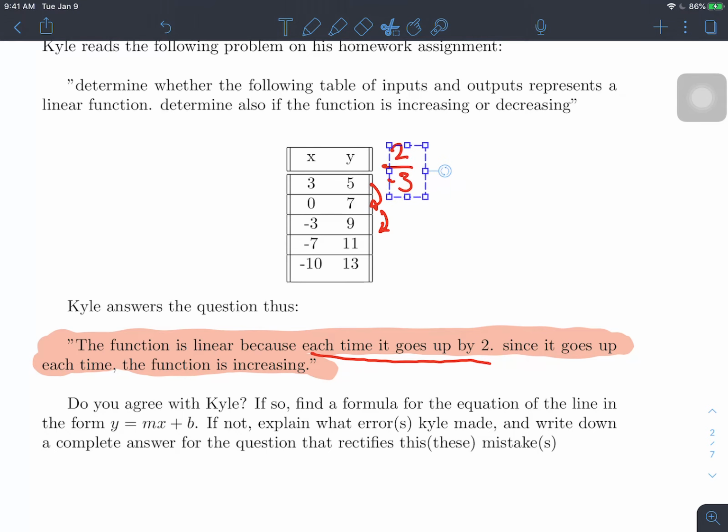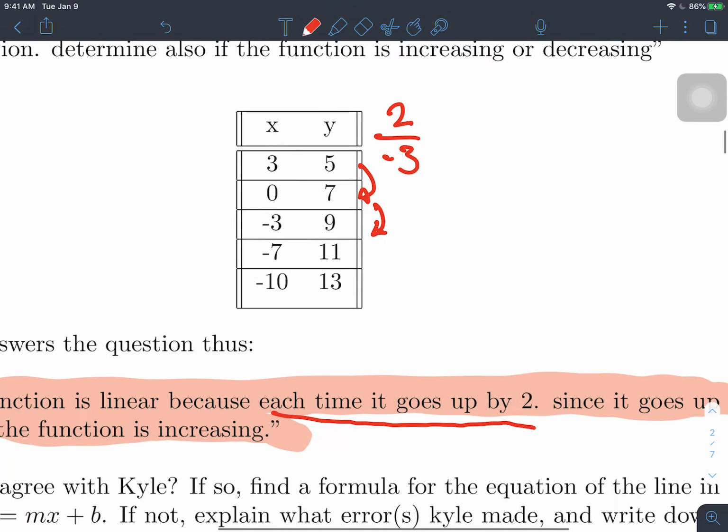All right, so that was the first one. Second step, down 3 again. And we went up 2.